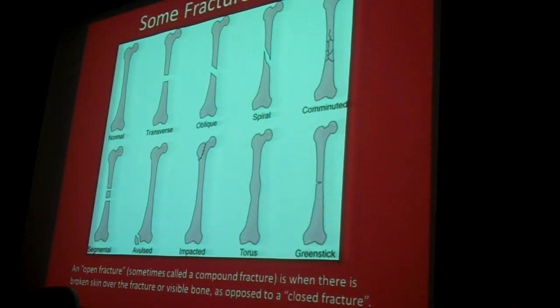Normal bone, transverse fractures. These are just some terms you'll hear in the ER and on the floor. Oblique fractures, a little angle there. Spiral fractures. These things are usually caused by some sort of twisting, like a ski accident or something, where you take that bone and just twist, and it breaks off in really sharp edges, and you get these really pointed things. These are very often what they call open fractures, because that sharp bone will cut through the skin.